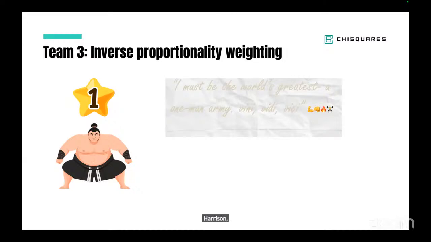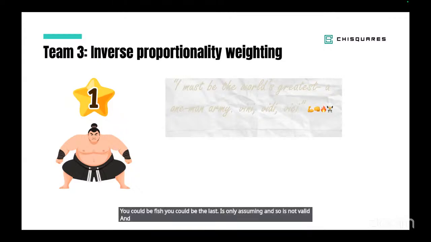Yes, to me, is not valid and it is not precise. The statement here is a mere assumption. It could be first, it could be the last. It's only assuming, and so it's not valid. Okay. And looking at what we see, is not precise. Must be clear.